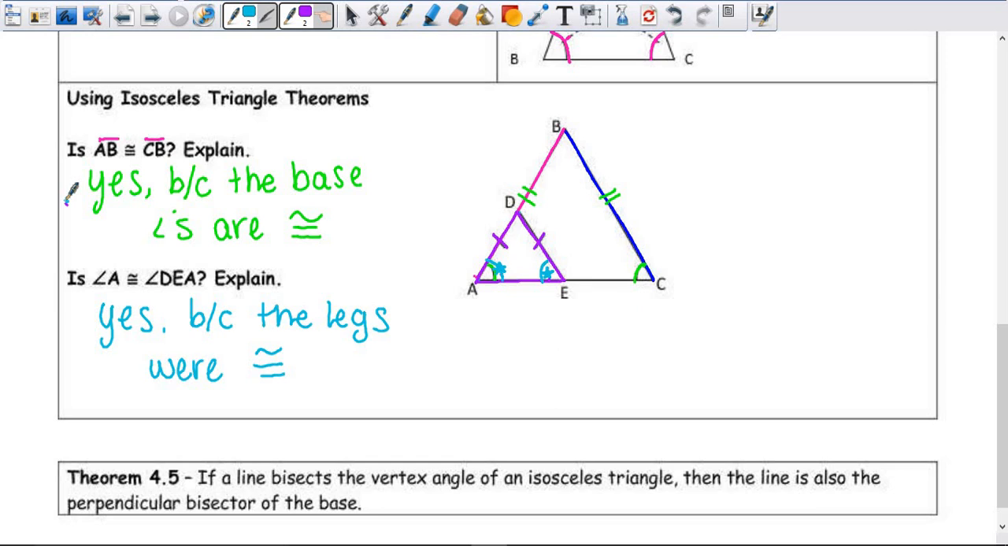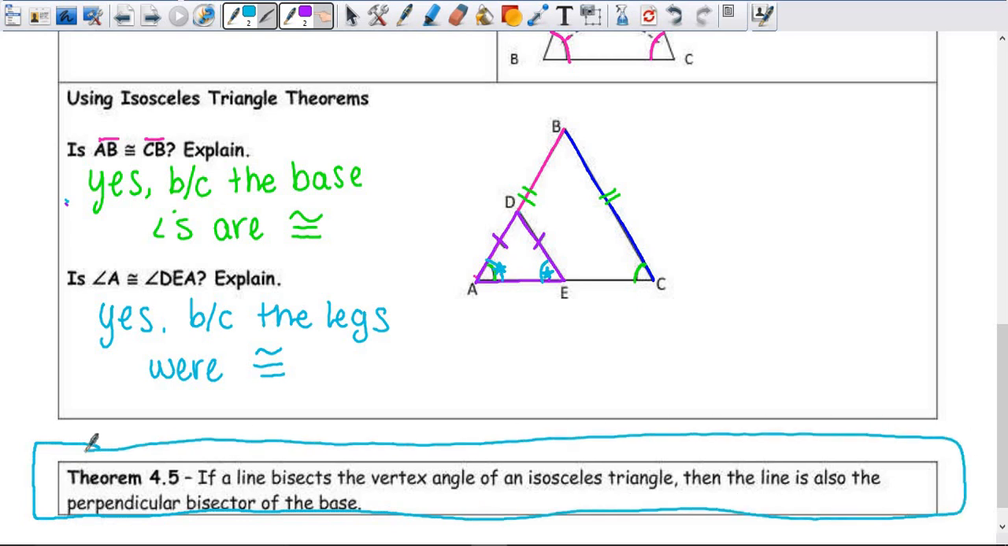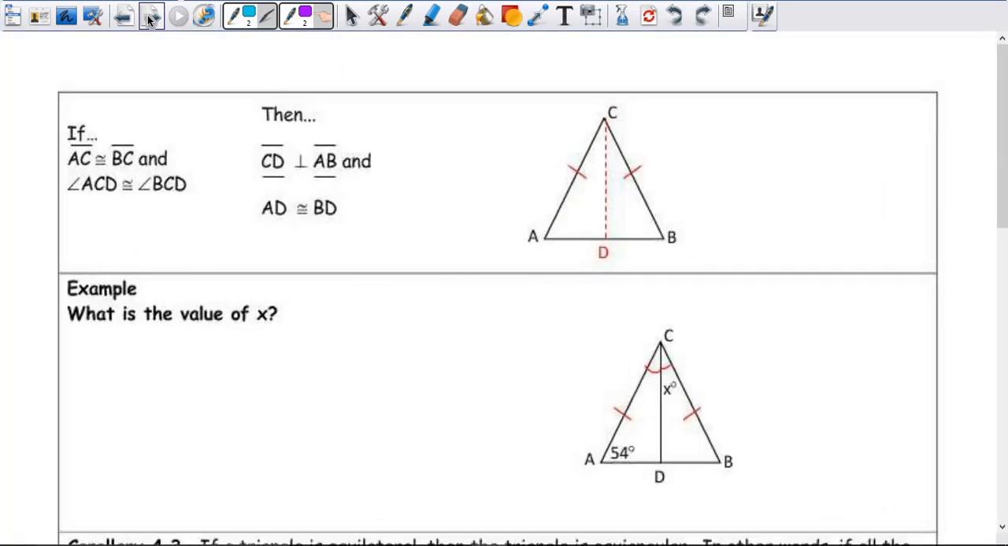All right, let's go to the next page. We'll actually look right here. We've got theorem 4.5, ran onto the wrong page, but it says if a line bisects the vertex angle of an isosceles triangle, then the line is also the perpendicular bisector of the base. So let's flip that page and fill that out.